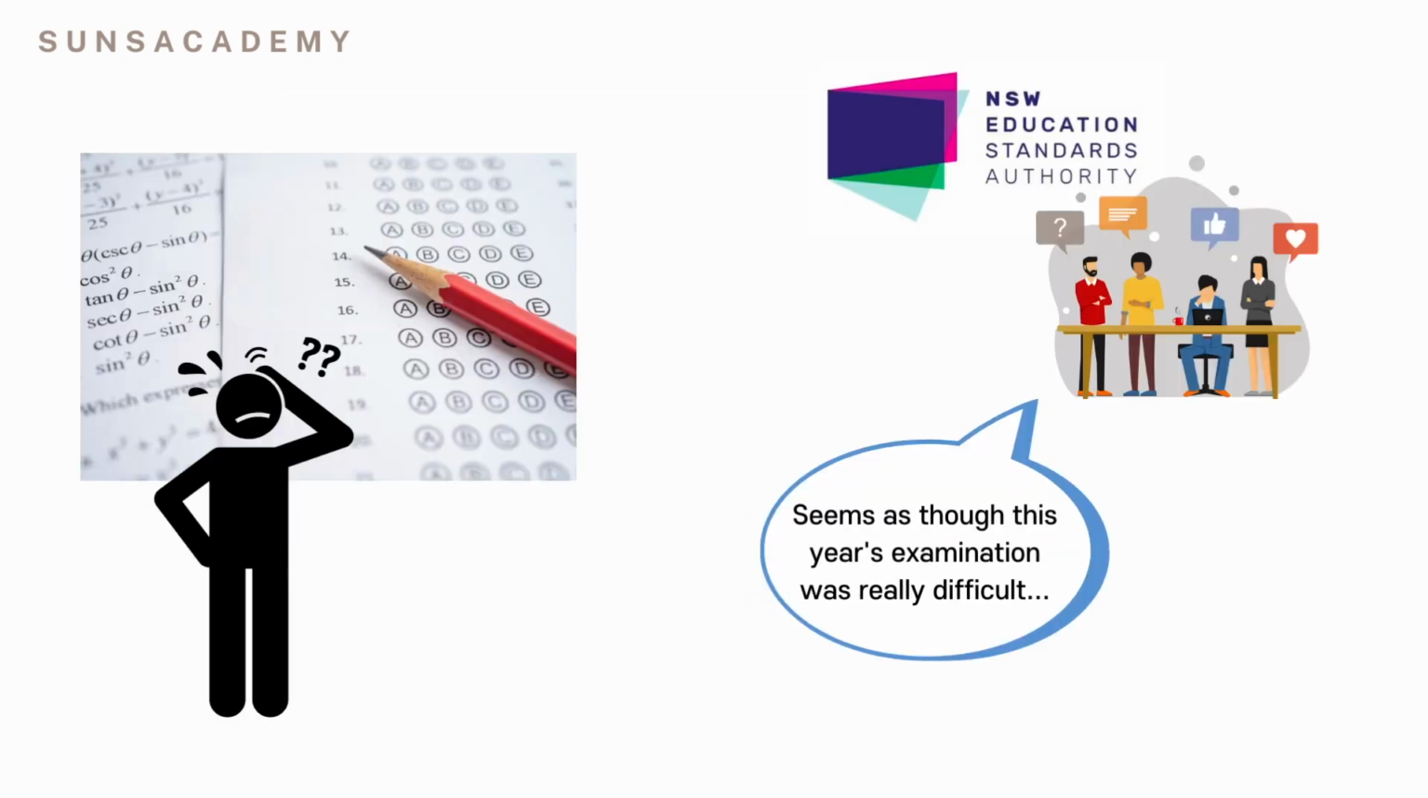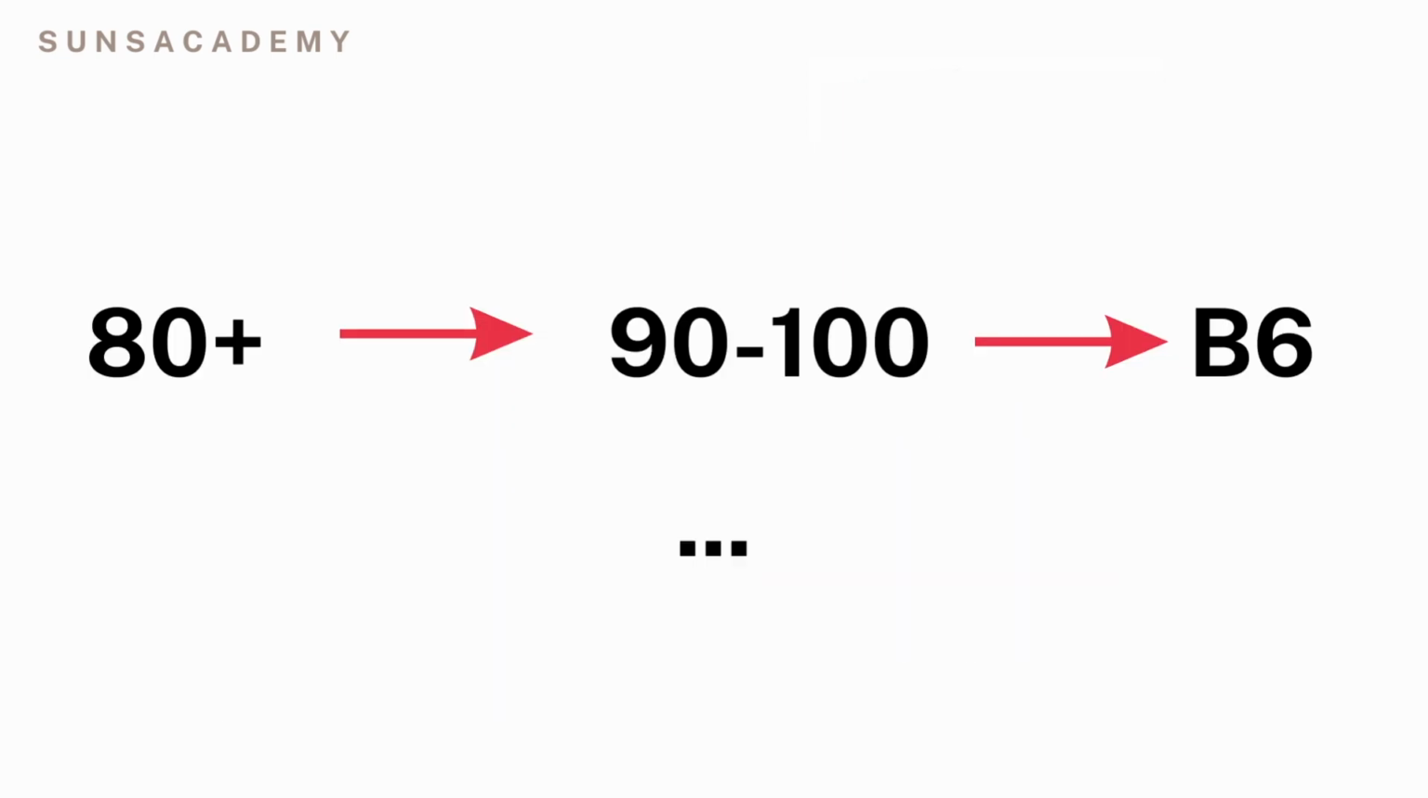For example, if the paper this year happened to be a lot harder than it was last year, and the raw mark of students who got, let's say, an 80 was enough to fulfill the requirements for a Band 6 response, NESA's expert judges will align the marks so that 80 plus is made equivalent to a Band 6, i.e., to be in between 90 and 100 and so forth.